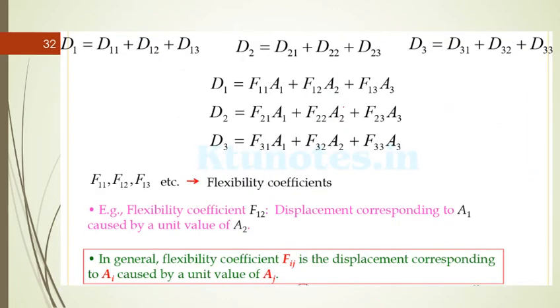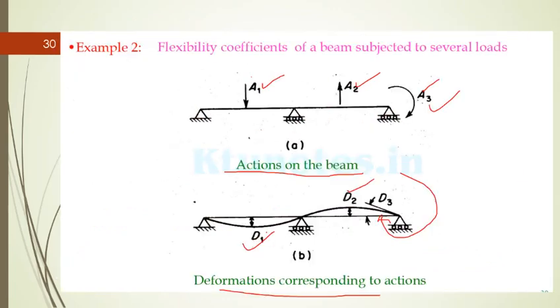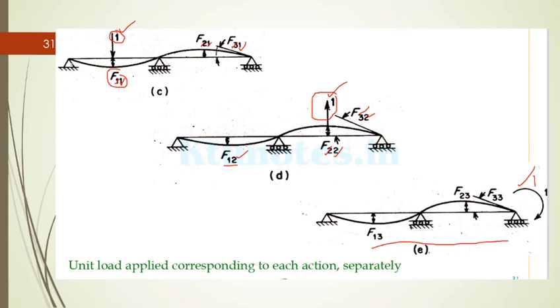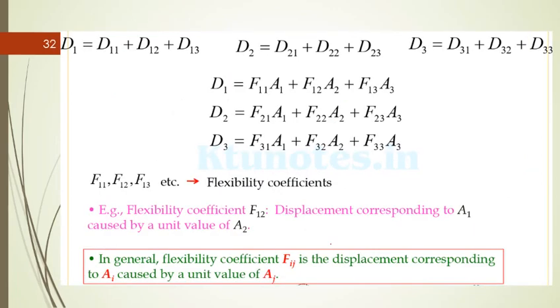So D1 is the total deflection. D1 is equal to D11 plus D12 plus D13, which represents the deflection at the first position due to the various loads 1, 2 and 3. And D2 is equal to, so the first one will be the same, D2, and the second one is the effect where the force is applied: first position, second position, third position. So D3 also is there.